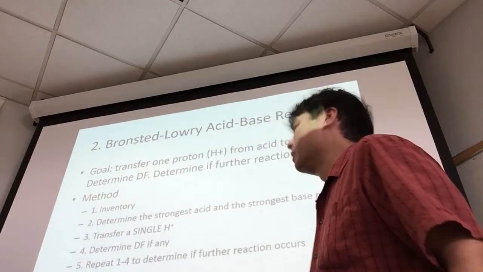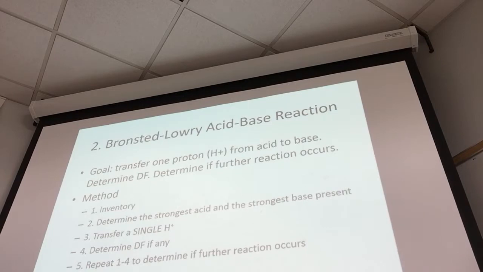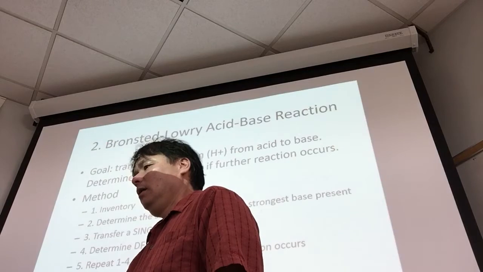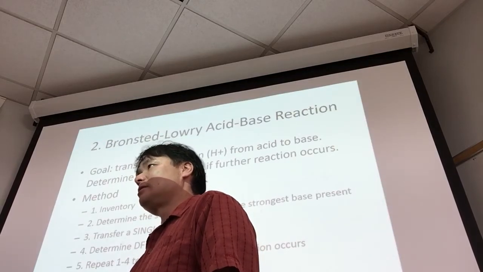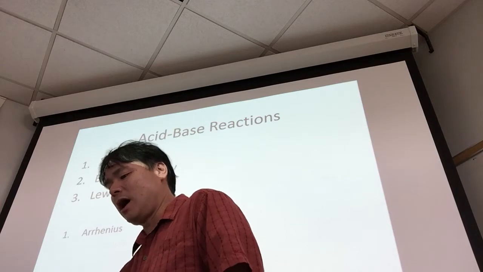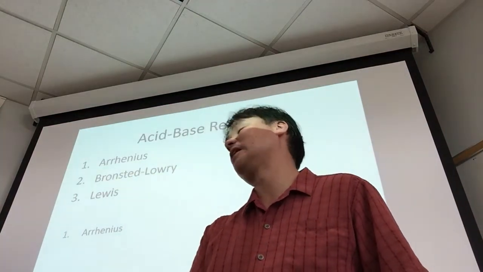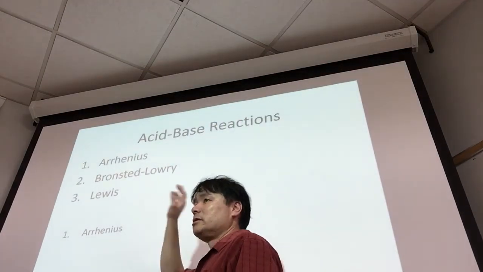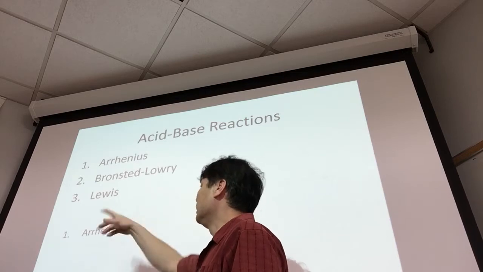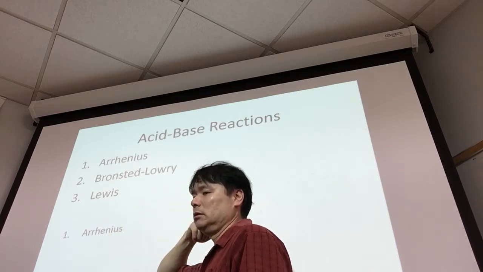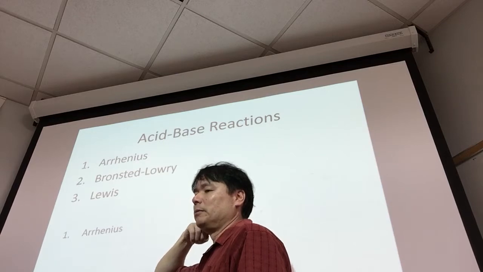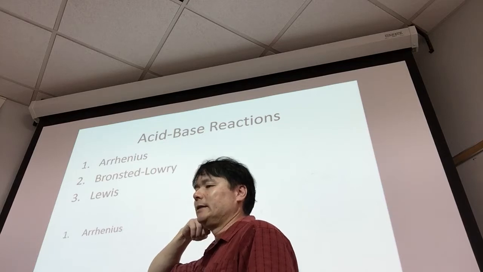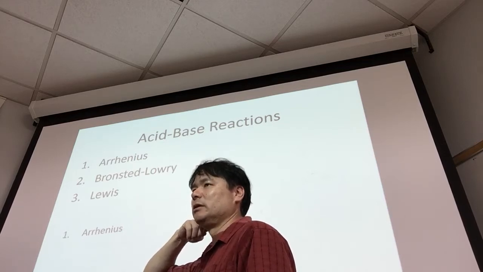Bronsted-Lowry, this is what we're going to spend the most time with. But as far as definitions go, Bronsted-Lowry isn't the most concise or the most broad or the most comprehensive definition of an acid and base. The most comprehensive definition of acid-base is Lewis. And so we really only need number 3. But the problem with number 3 is that it's more difficult to deal with.